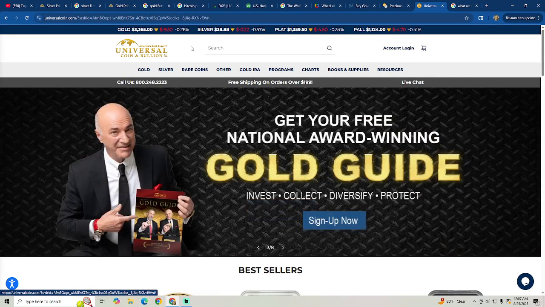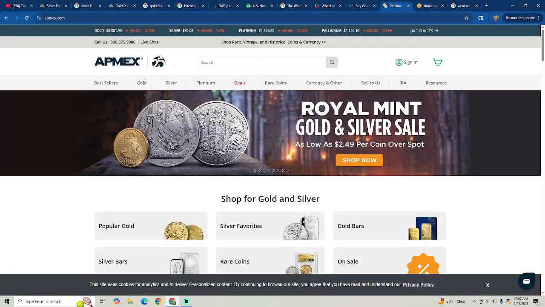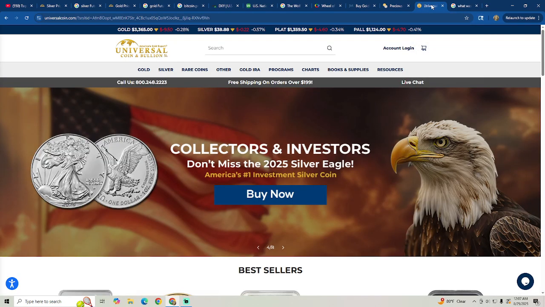However, I personally do like Universal. I like Universal because of the price they use. Look at this. Spot price, $38.88 right now. When you look at some of these other precious metals companies, at the exact same moment in time, we're at $39.08. So think about the difference there. I mean, that's essentially a 20-cent difference. 20 cents does make a difference.